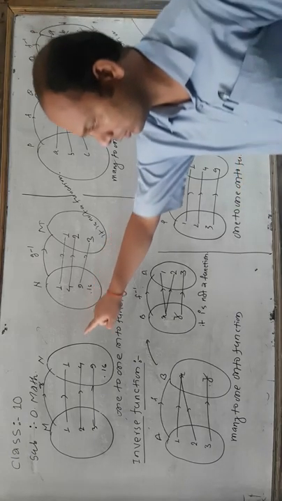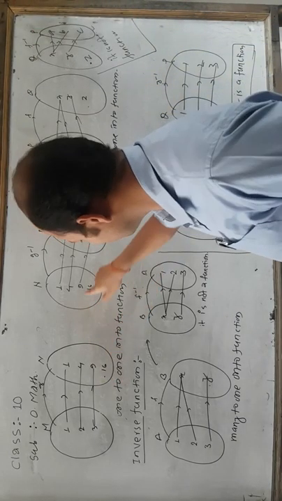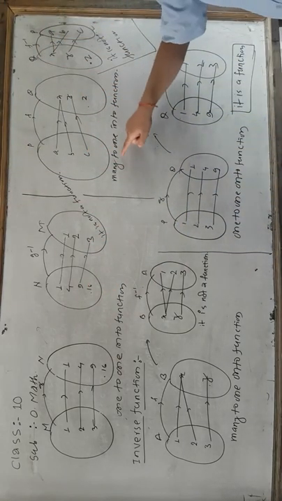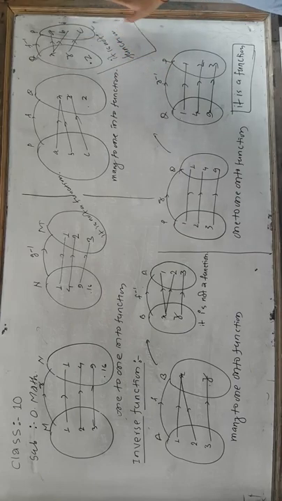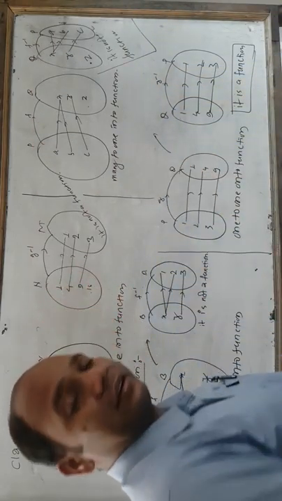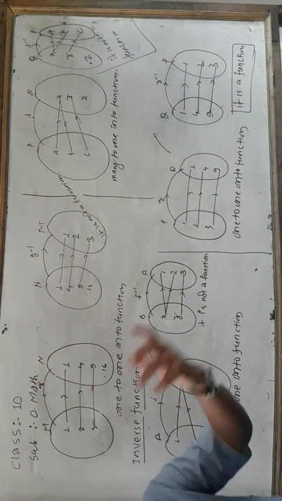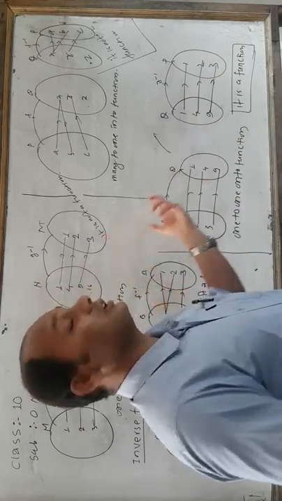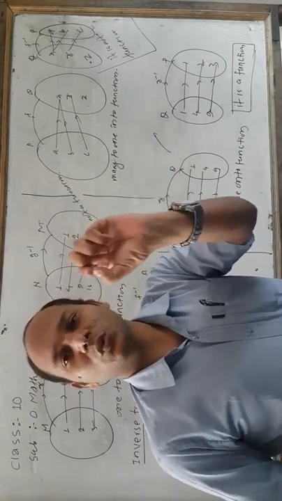Also look at the third. Can we find its inverse? No, it is not a function. Can we find the inverse of a many to 1 into function? No, it is not a function. It is a relation, but we cannot find its inverse function. So from here we conclude that only we can find the inverse of a 1 to 1 onto function.